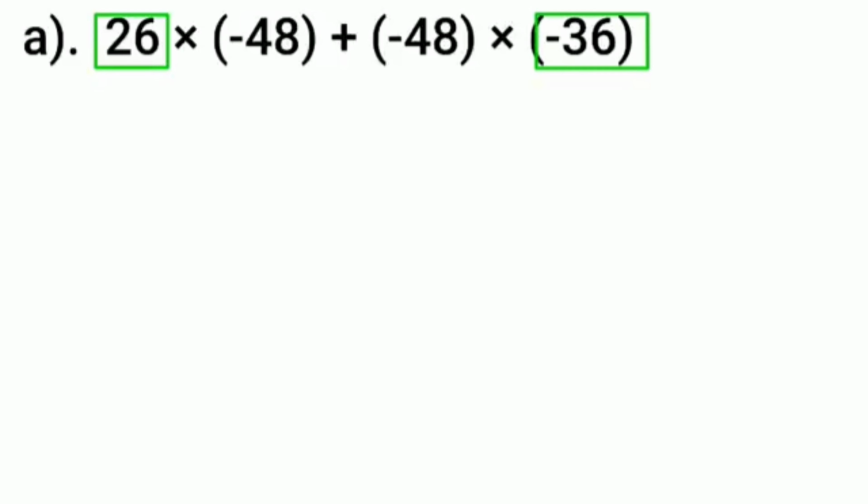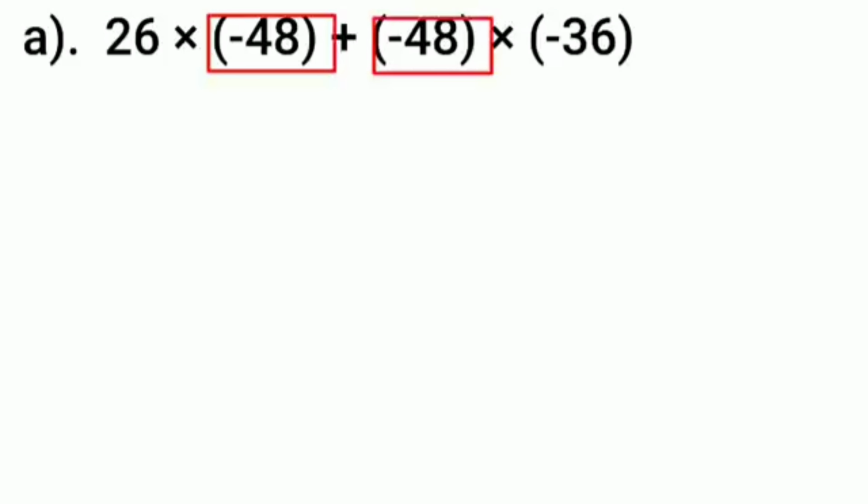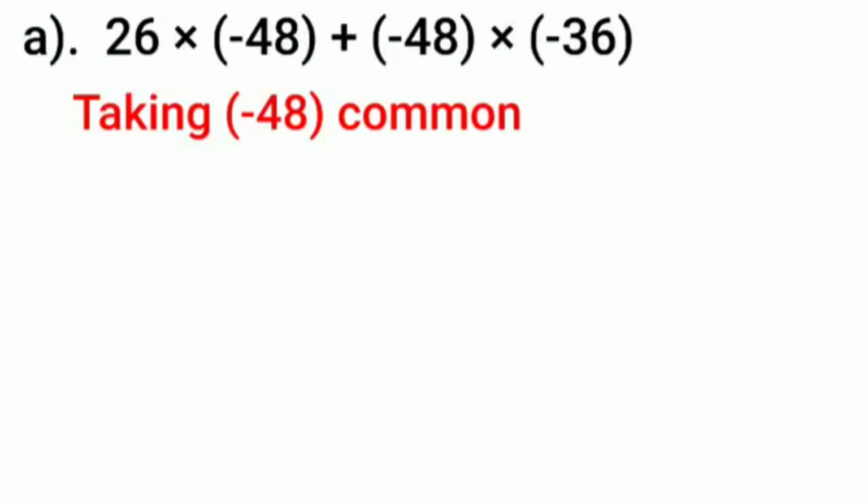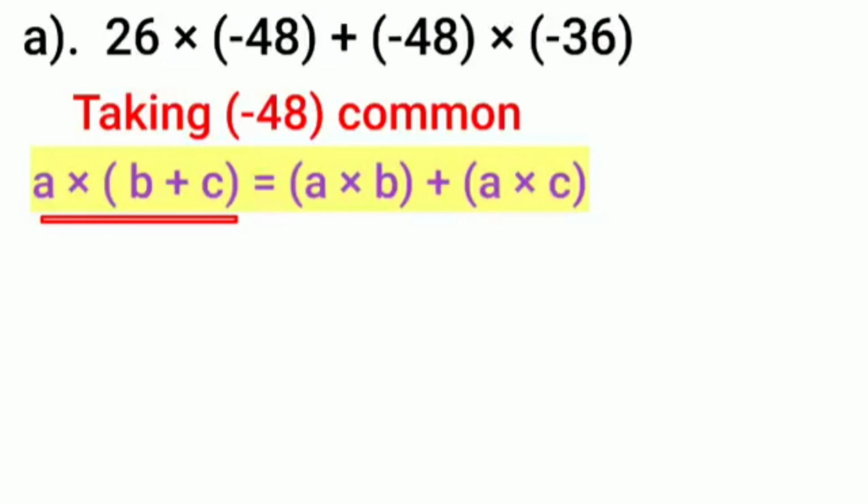Here 26 and minus 36 are multiplied by the same number, that is minus 48. So take minus 48 as common as per the distributive property. Distributive property is A into (B plus C) is equal to A into B plus A into C. Distributive property helps us to make our calculations easier.